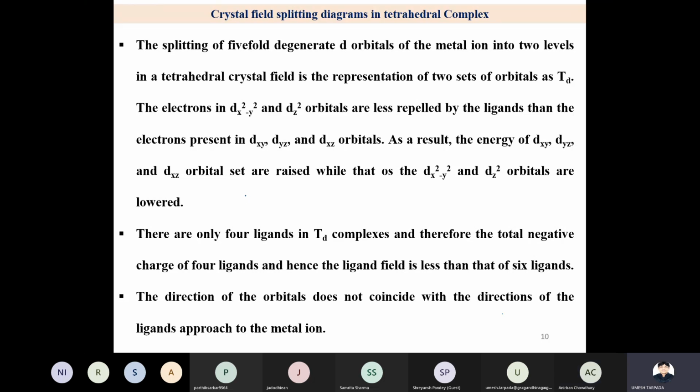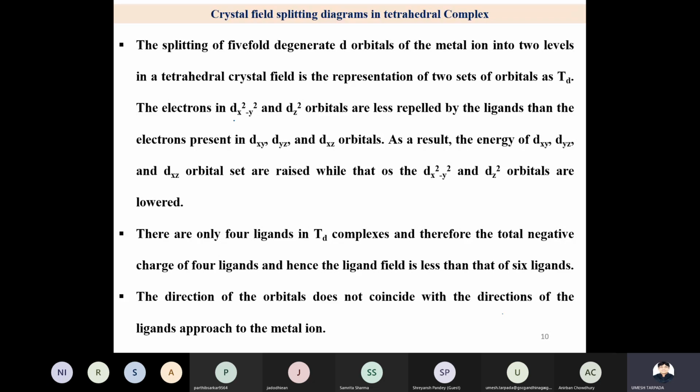This is the second thing. Here the splitting of the five-fold degenerate d orbitals of the metal ion is into two levels again in a tetrahedral crystal field. That is two sets, T2 and E. There is no g or u, you can simply write it as T2, okay, it is T2, and you can say the E set.